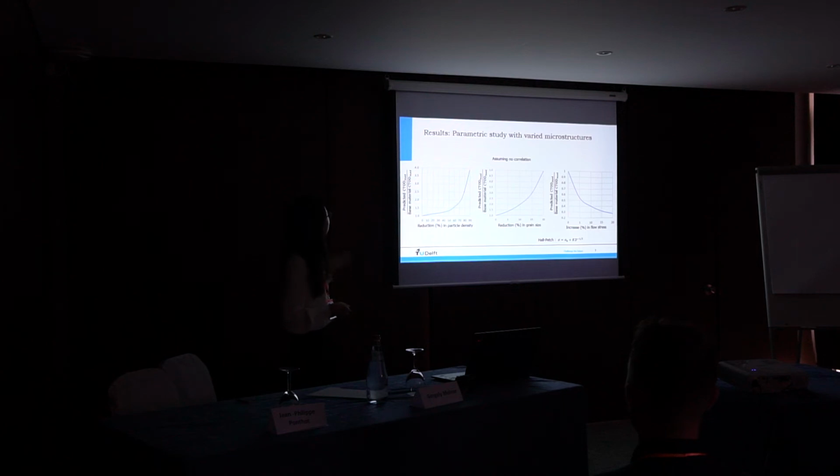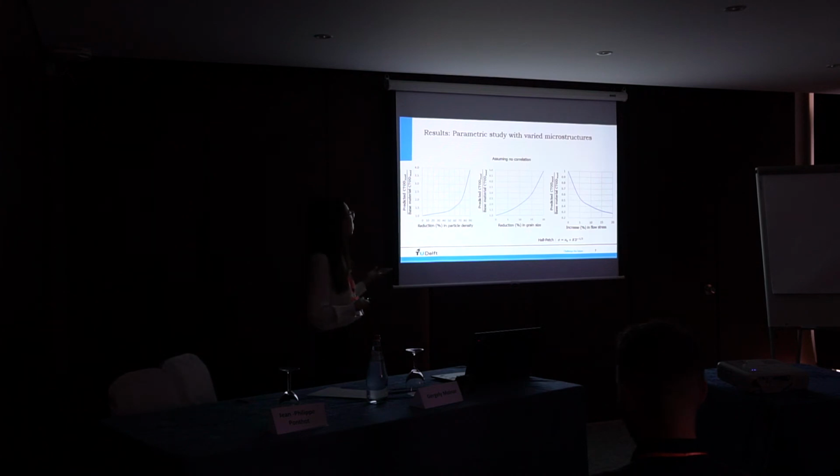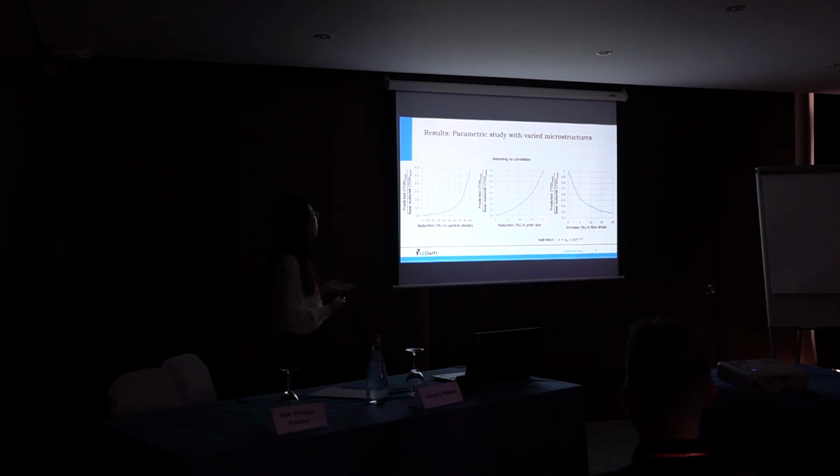And here the vertical axis is the predicted CTOD value normalized by the base material CTOD value. For the removal of the hard particles, you can see they indeed increase the fracture toughness, but it's only very effective when you remove most of the hard particles. And the reduction of grain size is very effective. Even if you just reduce it by 20%, it can lead to a very significant improvement of the CTOD value.